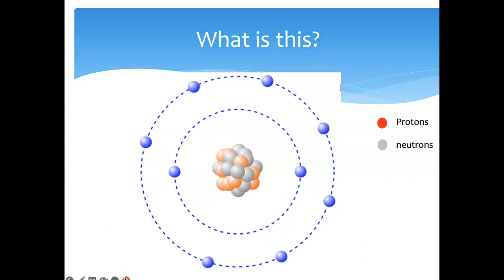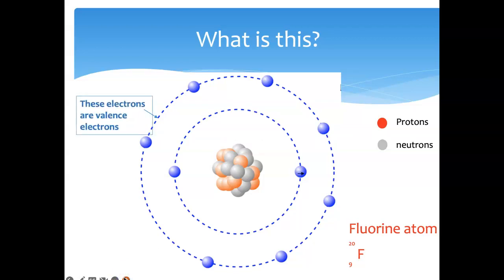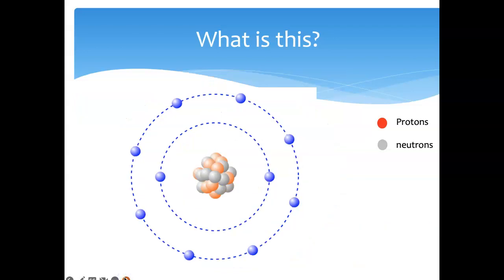How about this? If you need to pause the video for a moment to count, feel free to do that. And hopefully you're thinking that was a fluorine atom. And we can write that fluorine atom like this. Now, of course, there are fluorine's valence electrons. And the other electrons are called core electrons. They're not the valence electrons.